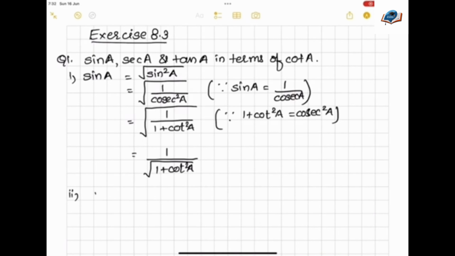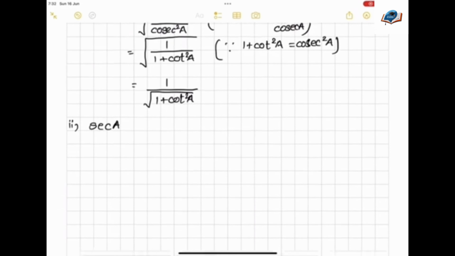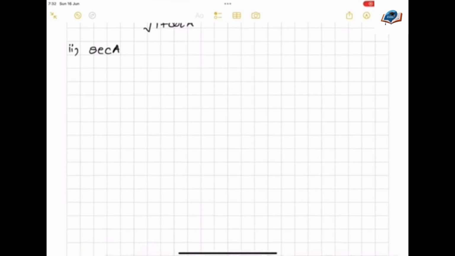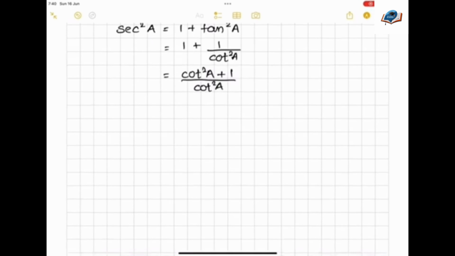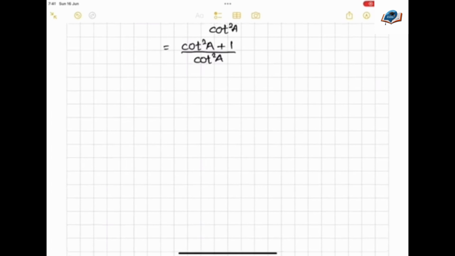Then the second one is sec A. I can write sec square A equal to 1 plus tan square A. So instead of tan square, I am writing 1 upon cot square A. So that will be cot square A plus 1 upon cot square A. If I take the square root on both sides, I will get sec A. That will be root of cot square A plus 1 upon cot A.